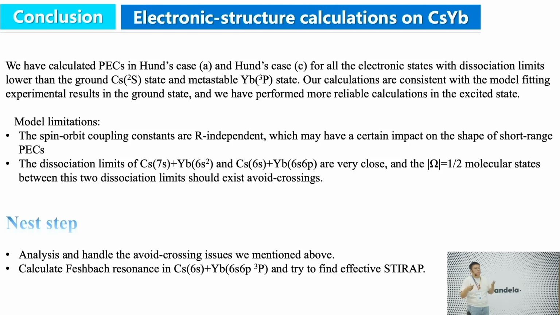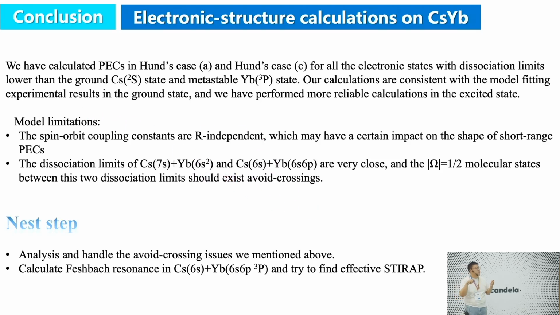But as I said, the spin-orbit coupling is an atomic model. It has so many limitations. The spin-orbit coupling constants are R independent. It can be a mess, and it's due to this R-independent spin-orbit constant that there are some couplings, some crossings, in the Cs 7s, ytterbium 6s2 state between this dissociation limit.